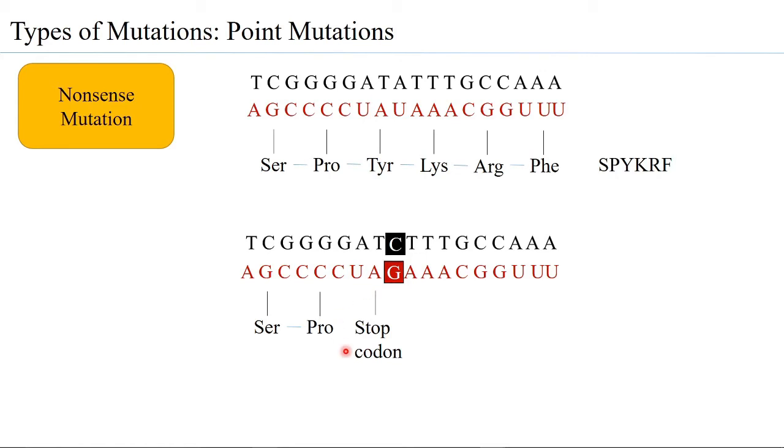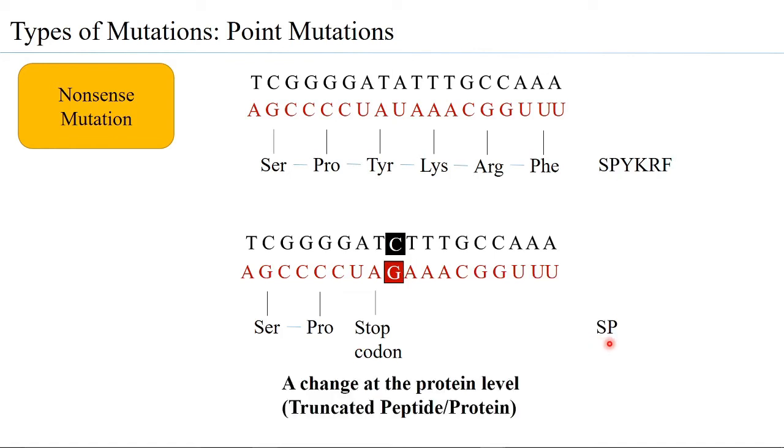Therefore, the ribosome will not be able to add any amino acid over here because UAG does not code for any amino acid, which means that at this point, translation will stop. And because translation stops at this point, none of these will be present in the protein. So the protein will only be a dipeptide ending at serine and proline. That means there is a change at the protein level to an extent where the protein is truncated. It has been shortened.